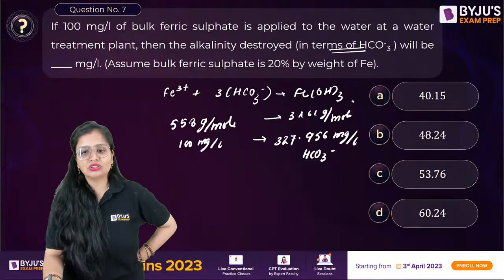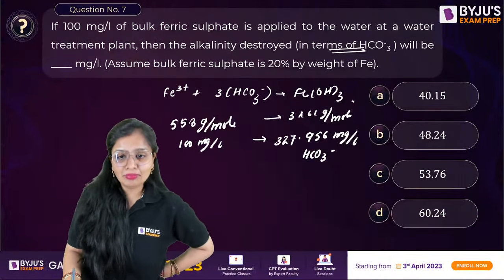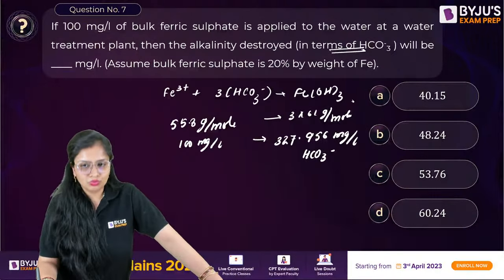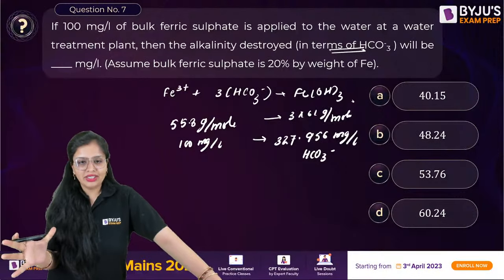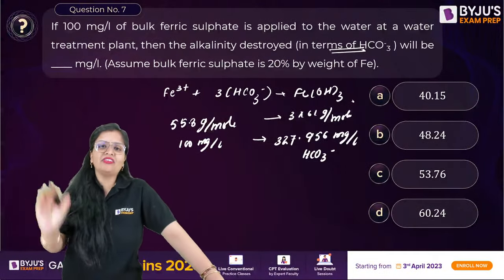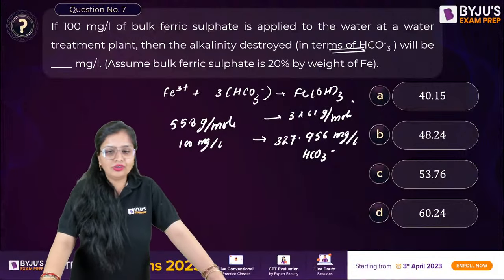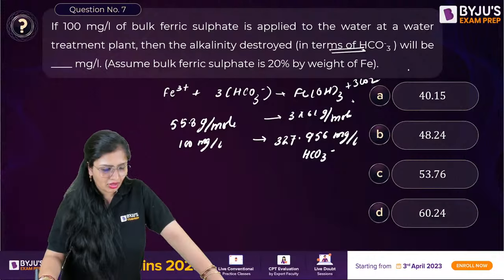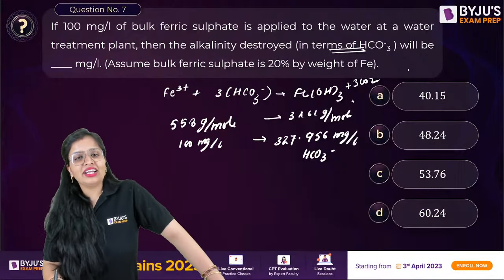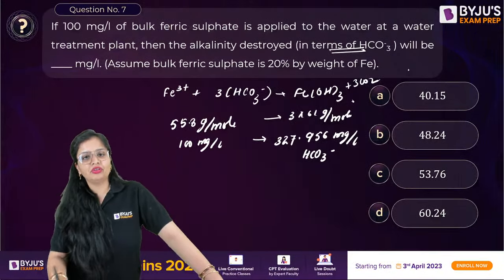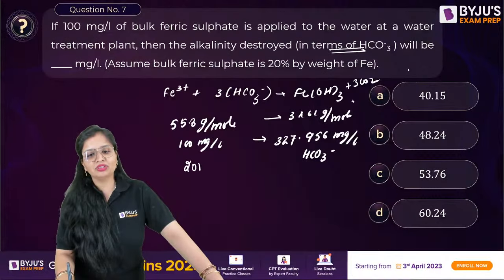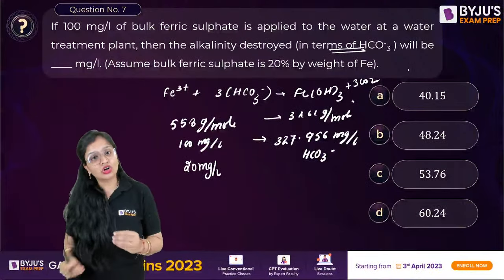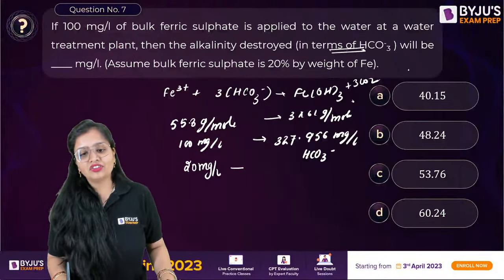The alkalinity destroyed in terms of HCO3 minus will be. You are assuming that bulk ferric sulfate is 20% by weight of Fe. How will you do it? In this 100 mg per liter, only 20% by weight is Fe. Come on, faster. So out of 100 mg per liter, if you take 20% of it, it will be only 20 mg per liter that will be contributing, which will be destroying the alkalinity, or reacting with the alkalinity.